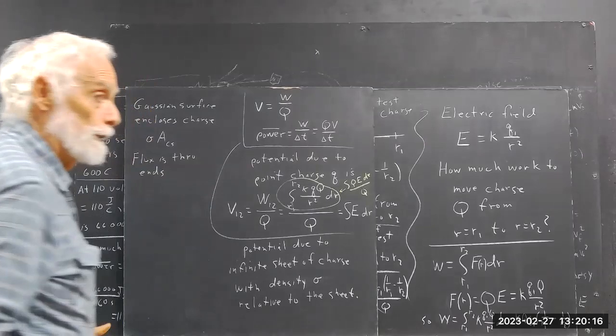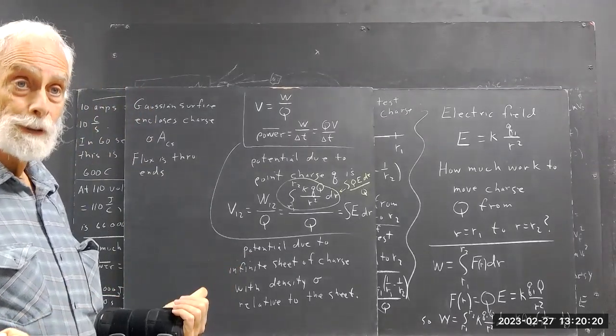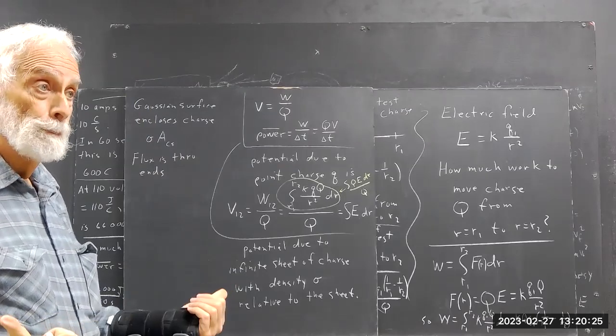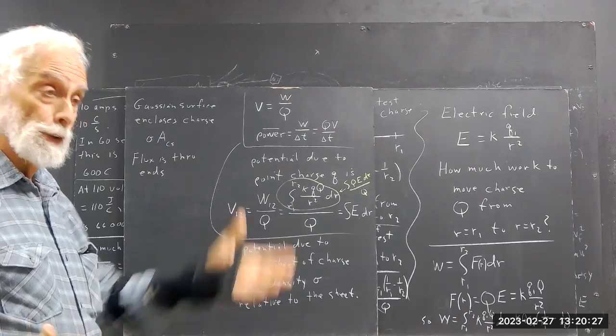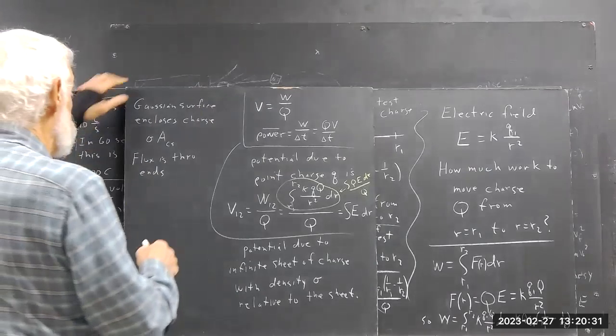I'm not writing down all the conditions. It should be implicit that this thing, either a cylinder or prism, is perpendicular to the sheet of charge. Okay, flux is through the end.